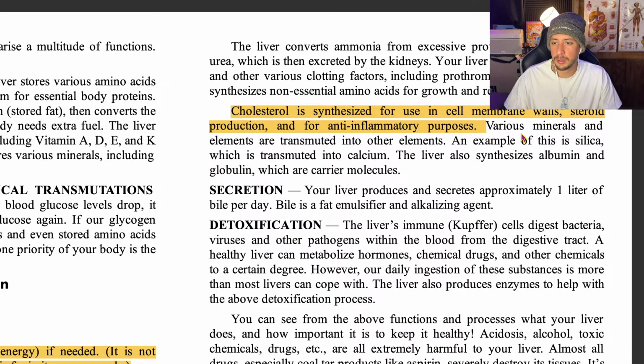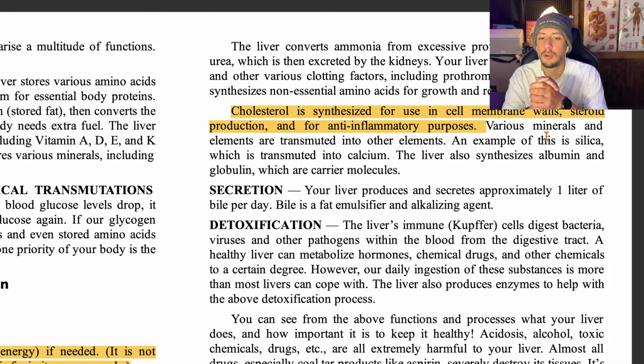It protects your body. Various minerals and elements are transmuted into other elements. For example, silica is transmuted into calcium. Silica, which you would know in real life as like silicon or rubber, almost plastic-like, can be transformed into calcium, which everyone knows what calcium looks like. It's just white dust. The liver, really good for your bones. The liver also synthesizes albumin and globulin, which are carrier molecules. These are the transporters.